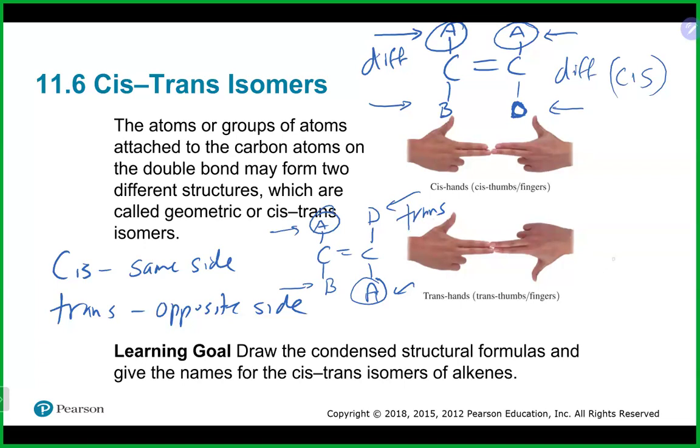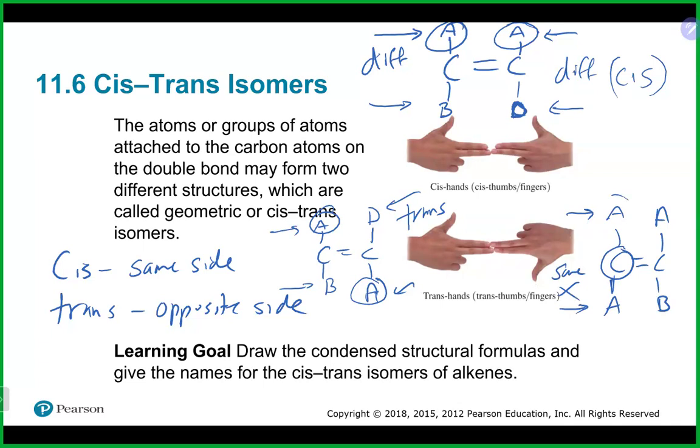By the way, if I had this, is it cis or trans? The answer is neither. And I'll say it again, it is neither. What is the first thing you have to look at to see if it's possible for it to be cis or trans? The groups on the carbons need to be different on the same carbon. When I look at this carbon, that's an A, that's an A, that's the same group. Right off the bat, no cis or trans is possible because of that.